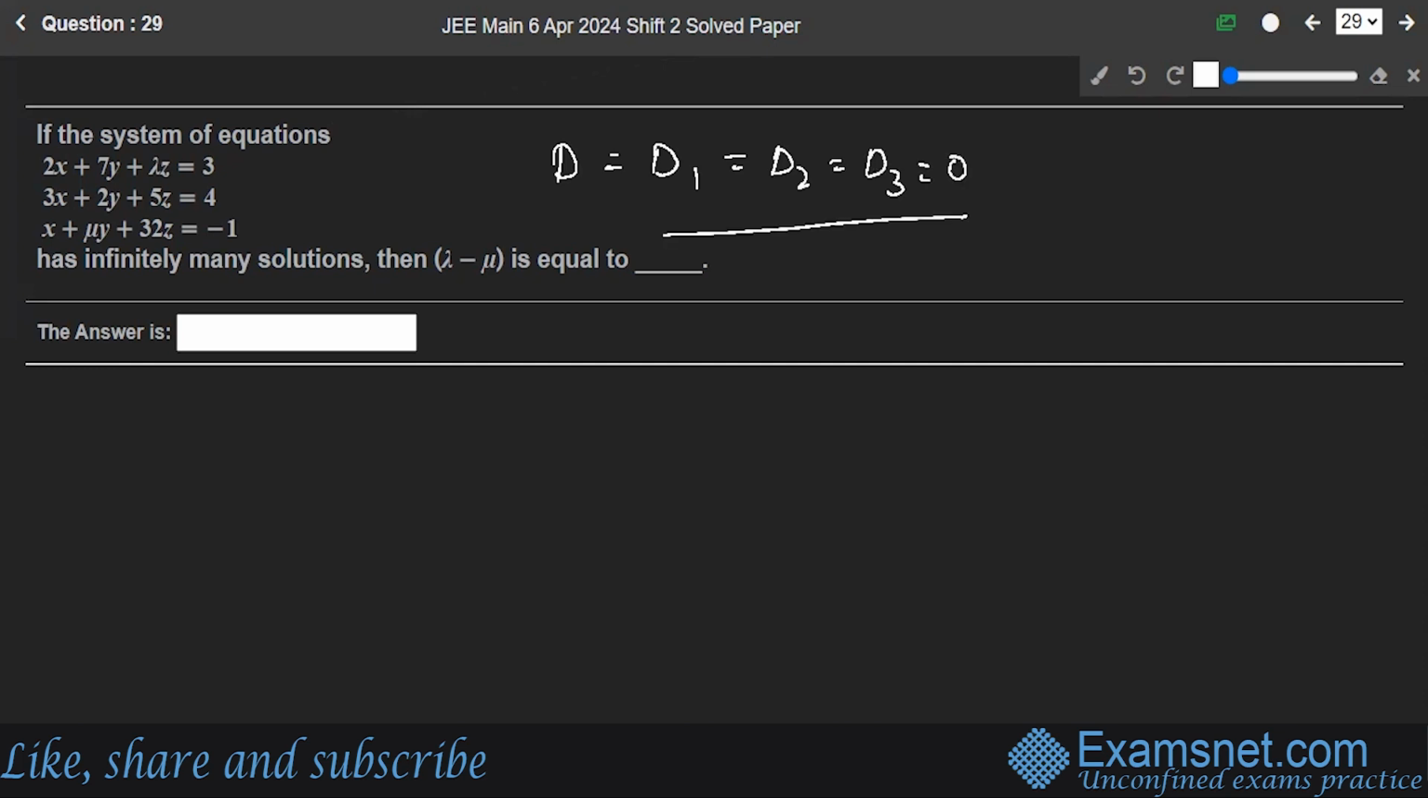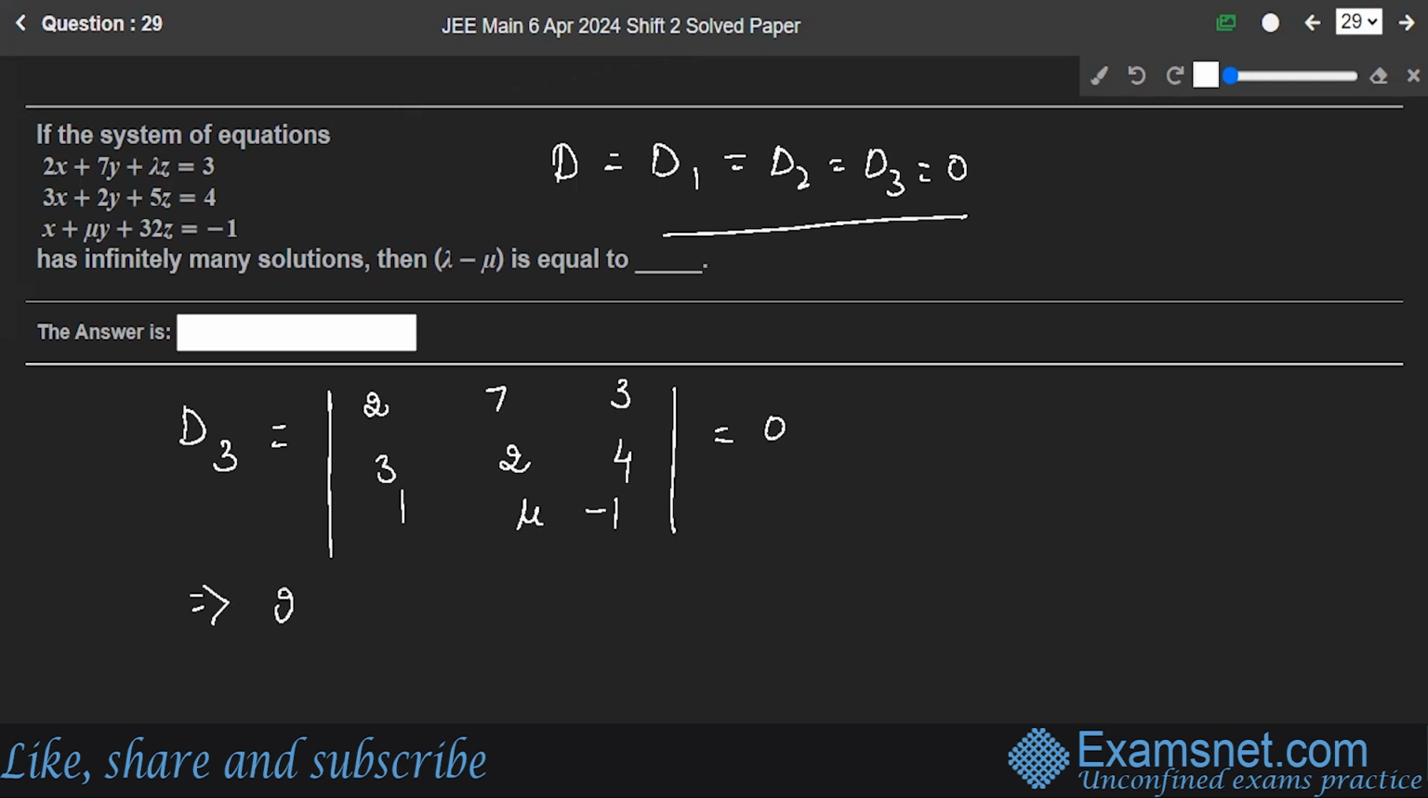So over here, first thing, I think I need to find the difference between lambda and mu, right? So I'll go with D3 first. So D3 is going to give me 2, 7, 3, 3, 2, 4, and here will be 1, mu, and minus 1. This is equal to 0. The determinant is equal to 0.